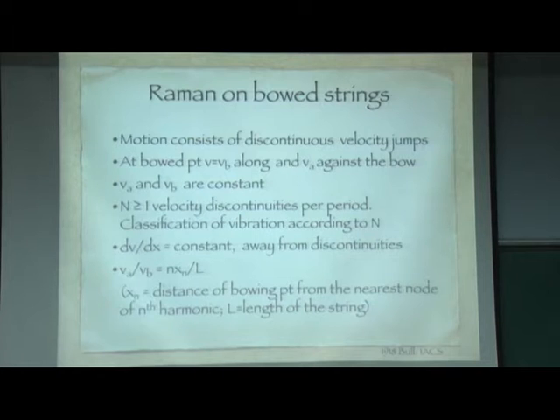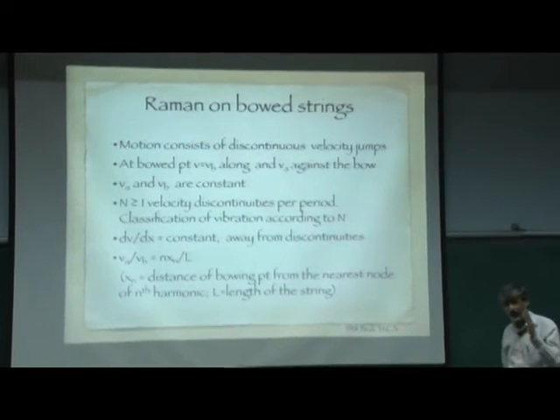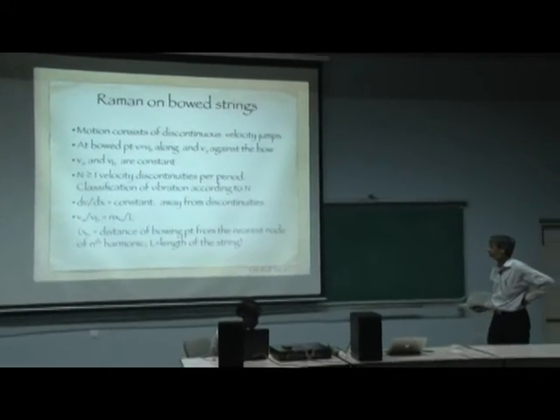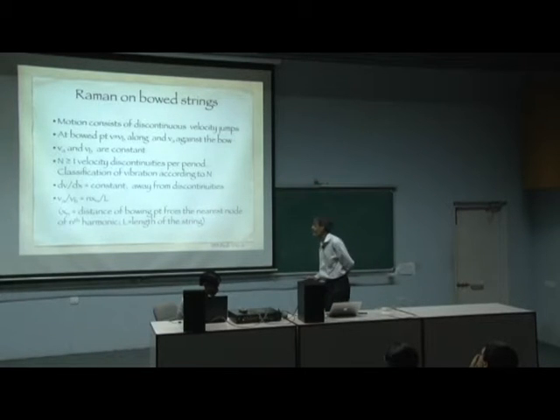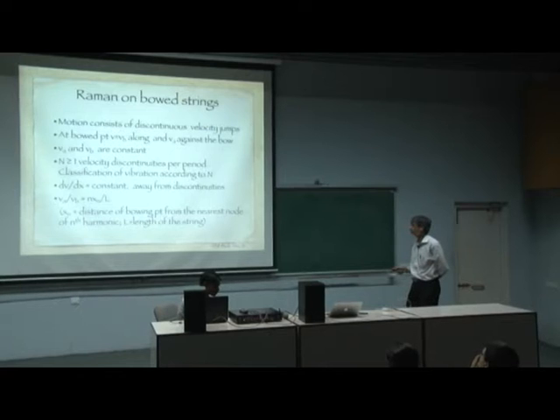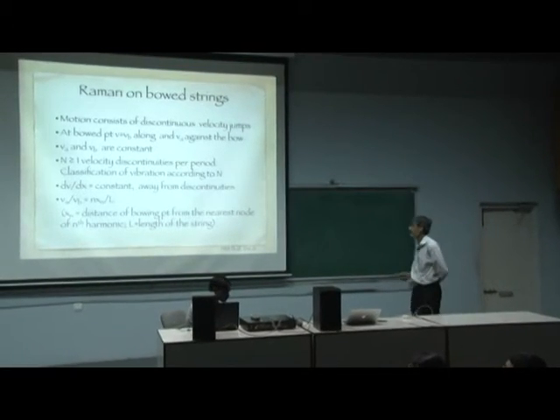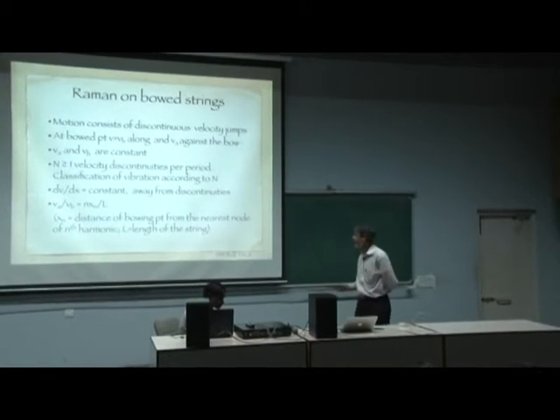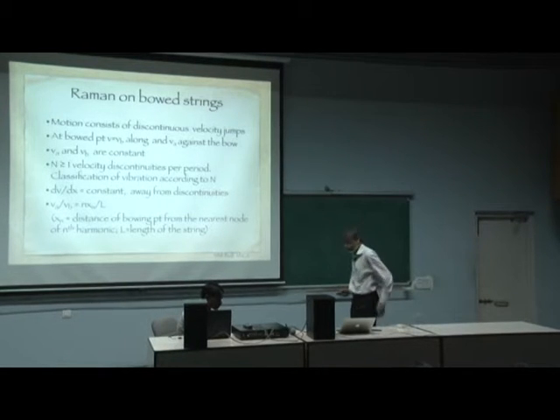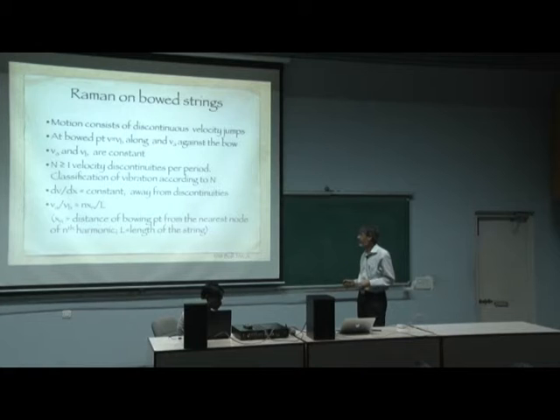And then Raman went on to classify the vibrations according to n. And this created a huge number of classes of oscillations, because n can go from 1 to a fairly large number in practical value. What is also seen is that dv/dx along the length is constant away from the discontinuities. That means those things are straight lines. And the ratio of the velocity against to the velocity along the bow is equal to n times xn over L. Now I'll explain what these are. L is the total length of the string. And xn is the distance of the point of bowing from the nearest node of the nth harmonic.